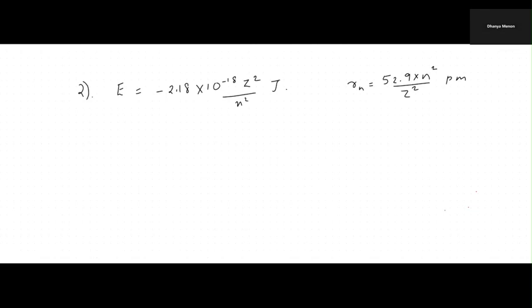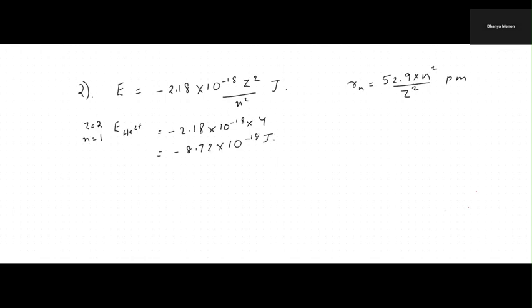Now, in case of energy for the helium ion, Z is equal to 2. And this is the first orbit, so n is equal to 1. So we get minus 2.18 times 10 raised to minus 18 times 2 square, which is 4, by 1. So this comes to minus 8.72 times 10 raised to minus 18 joules.